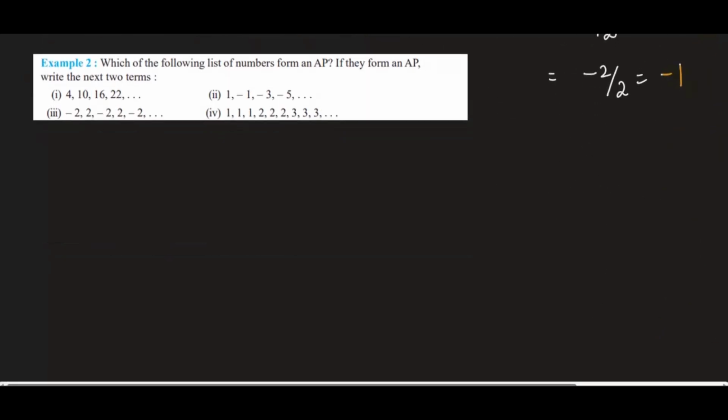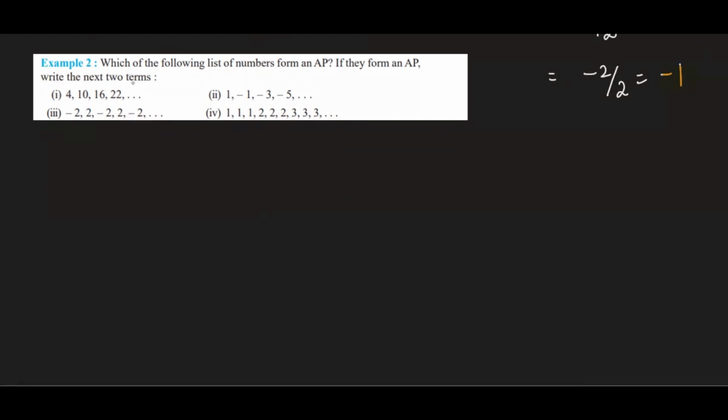Example number 2. Which of the following list of numbers form an AP? If they form an AP, write the next two terms. Now in this one, we are given a list of numbers. So the first thing we'll have to do is tell if this forms an AP series. If yes, then we'll have to find out what the next two terms of the given series are.